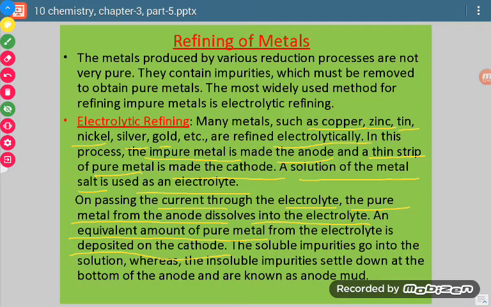This process will continue, and all of the atoms present at the anode will come into solution first, and then from the solution they will deposit on the cathode. Whatever impurities are there will be of two types, soluble and insoluble. Soluble impurities will go into the solution, and insoluble impurities will settle down at the bottom near the anode, and that is known as anode mud. So this way we do it.